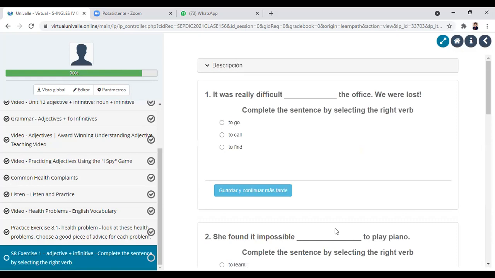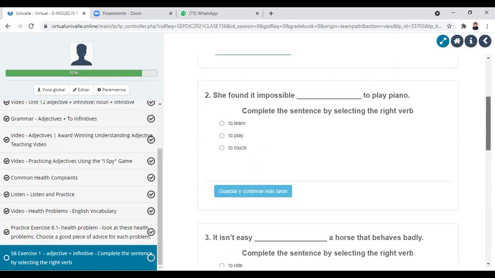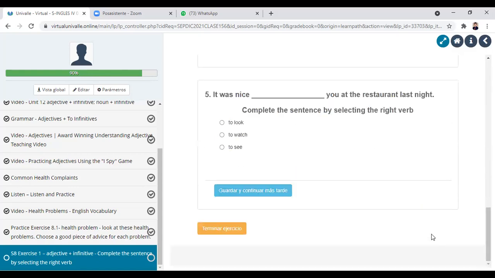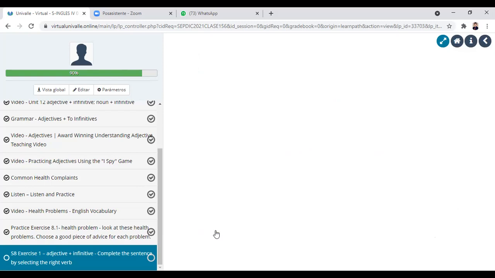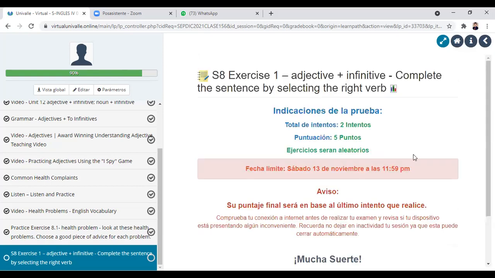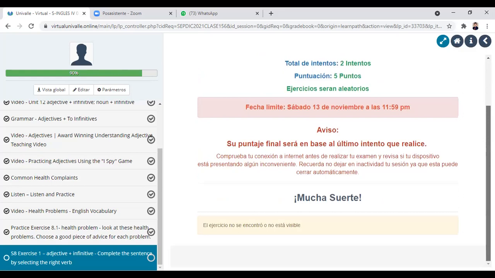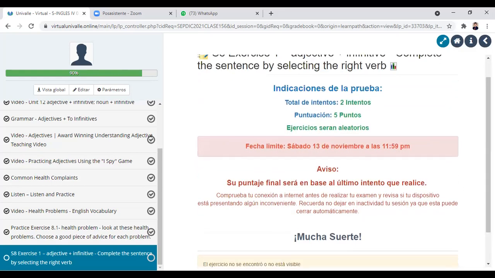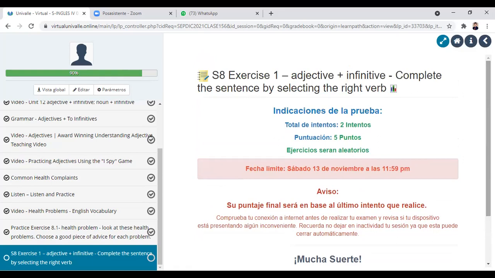It was really difficult to find the office. We were lost. I'm going to help you out on that one. And then you need to complete number 2, number 3, number 4, and number 5. And then we're going to discover, okay? Okay, very good. So in here, that is part of your work. You need to work on that.